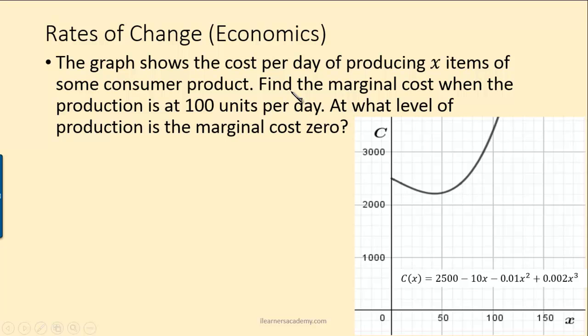So one question that you could be asked is simply to find the marginal cost when the production is 100 units per day. And all you have to do is come here and get the gradient. So how do you get the gradient here? You simply find the first derivative of this function. This other question asks, well, at what level of production is the marginal cost 0? And all you have to do is come along here and look for where the gradient is 0 and get the number of units being produced.